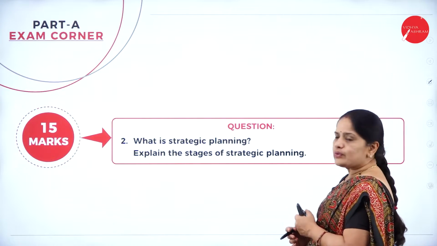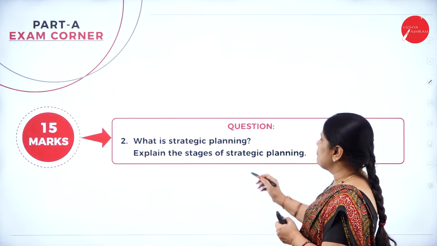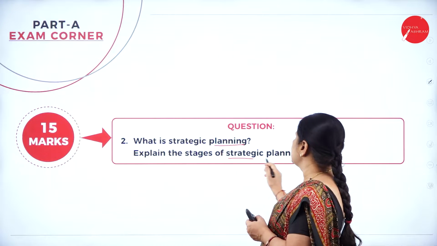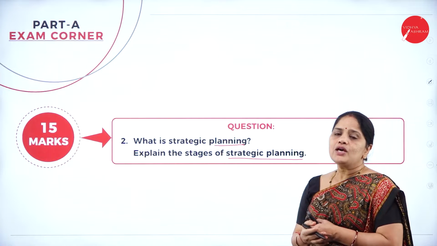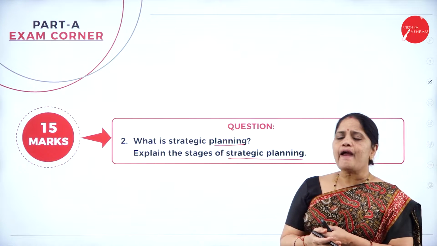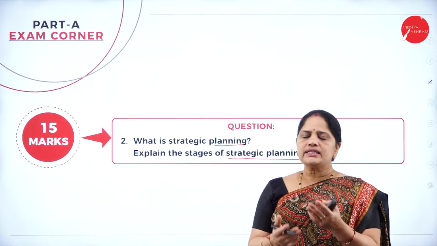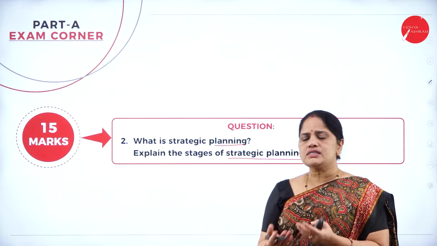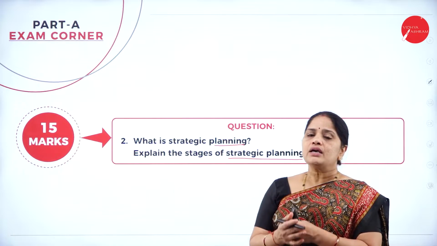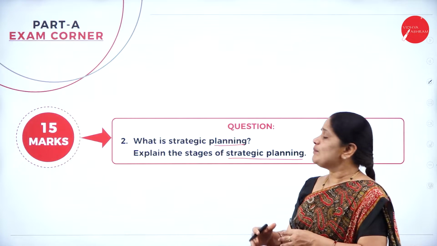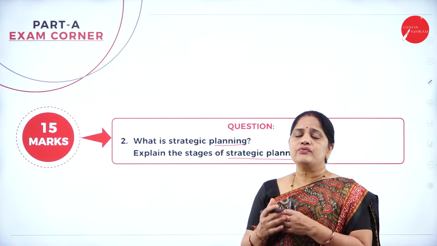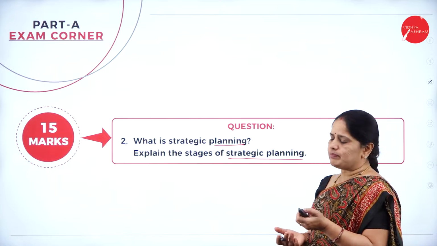Then the next question is, what is strategic planning? Explain the stages of strategic planning. We all know what planning is. Planning is deciding today what we have to do in the future. In the PU classes, we all studied what a plan is and what the types of plan are. Here we will be studying strategic planning, so we have to discuss what strategic planning is.